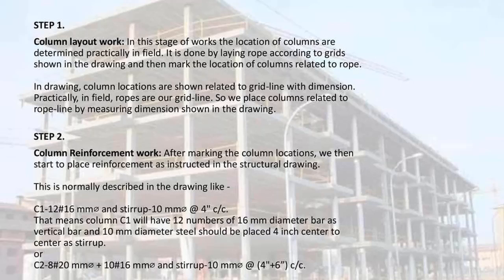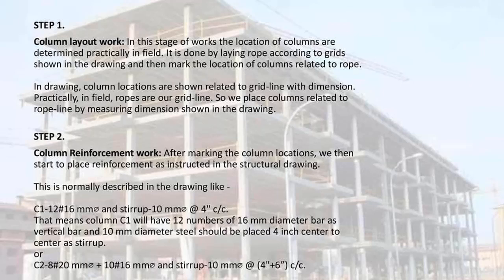Step 2: column reinforcement work. After marking the column location, we then start to place reinforcement as instructed in the structural drawing. This is normally described in the drawing like C1: 12 numbers 16 mm dia and stirrups 10 mm dia at 4 inch center to center. That means column C1 will have 12 numbers of 16 mm diameter bars as vertical bars and 10 mm diameter steel should be placed 4 inch center to center as a stirrup.